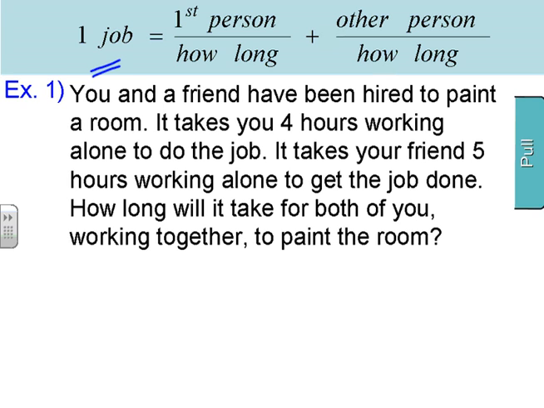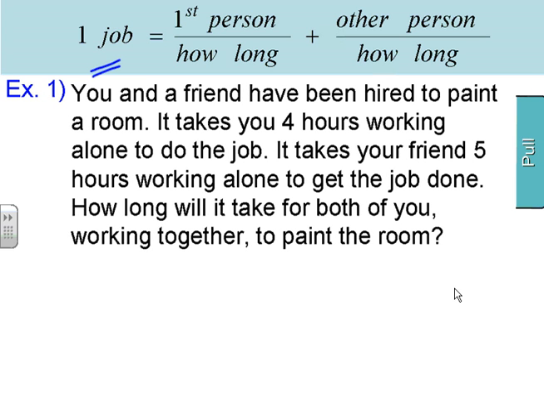So it says you and a friend have been hired to paint a room. It takes you 4 hours working alone to do the job. It takes your friend 5 hours working alone to get the job done. How long will it take for both of you working together? Well, let's start off by talking about how long it takes you to do it. It takes you 4 hours to do it. And it's going to take your friend 5 hours to do it.